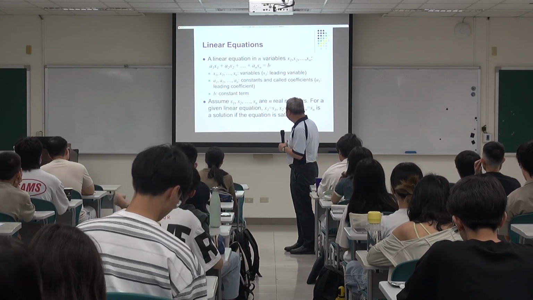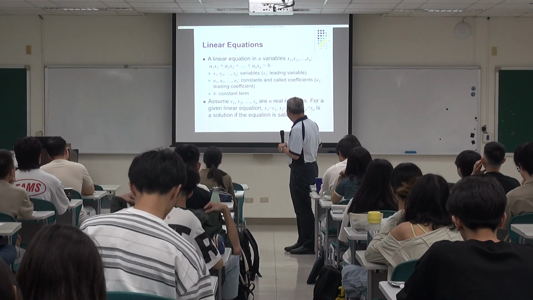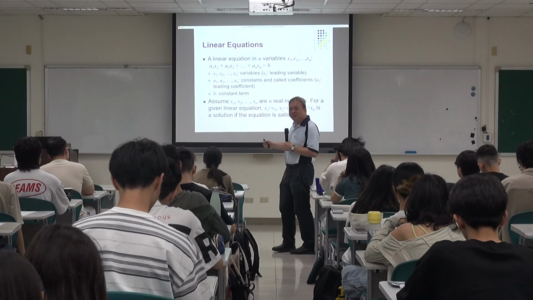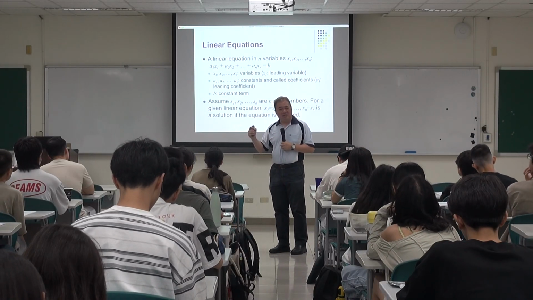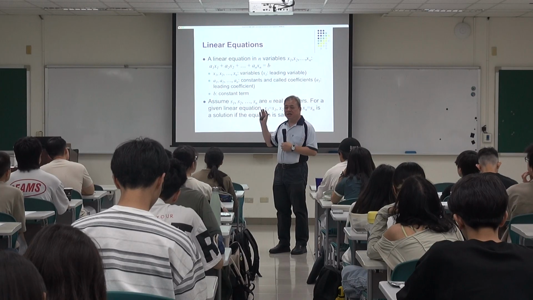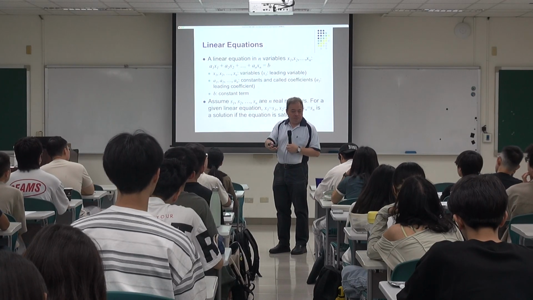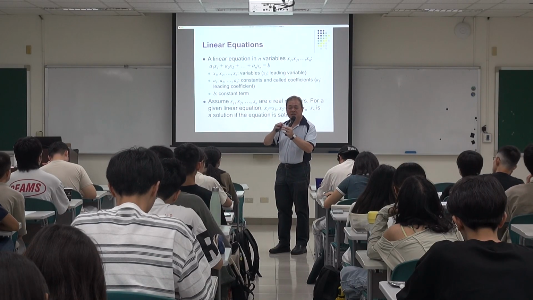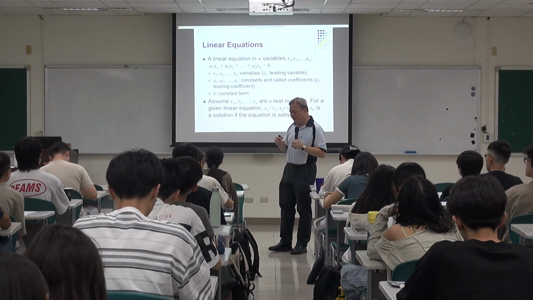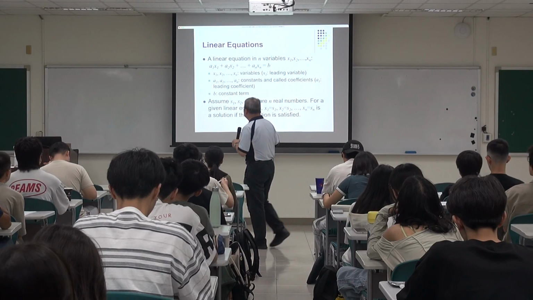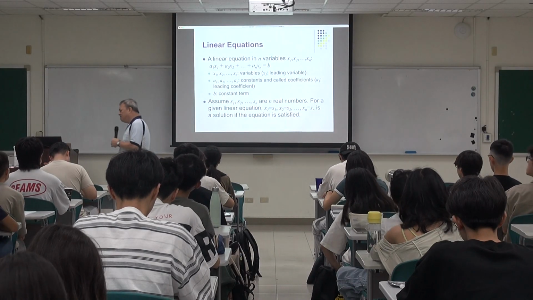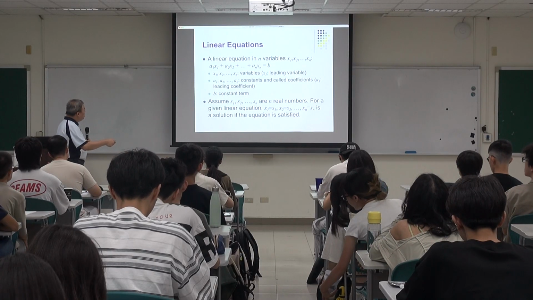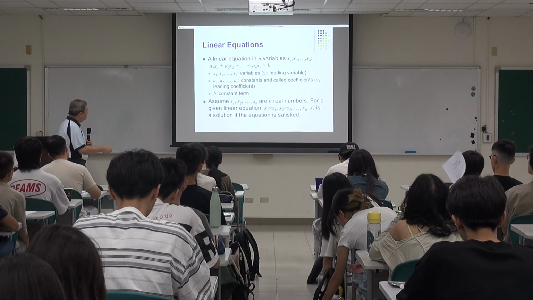When we say x1 is the leading variable and a1 is the leading coefficient, in particular a1 cannot be 0. If a1 is 0, then we say x2 is the leading variable. So whichever variable has a non-zero coefficient with the smallest index is the leading variable. And the b is what we call the constant term.